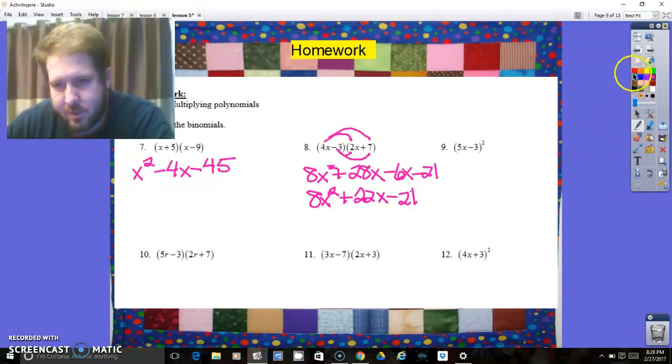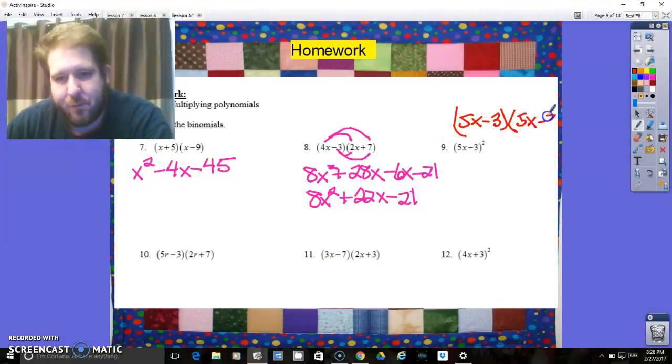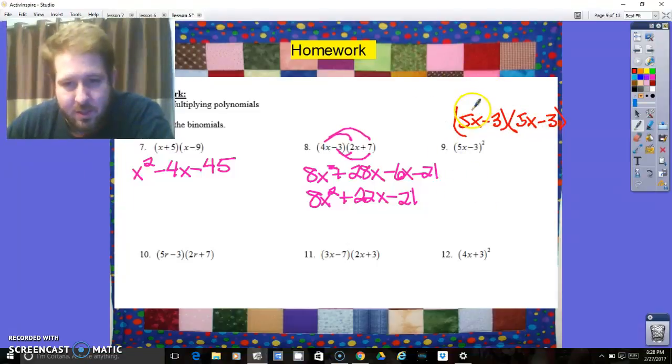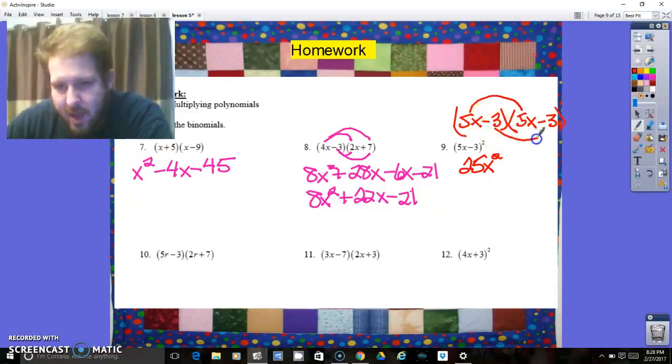Okay, let me change colors so you can see what this problem is. First of all, 5x minus 3 is squared. So that means basically it's multiplied by itself. So the first step I'm going to do is multiply it by itself. Now this is a special case. This is a square. So when you're doing squares, you just simply multiply the first terms by themselves. That's 25x squared. Multiply the two last terms. That's going to give me plus 9 at the end.